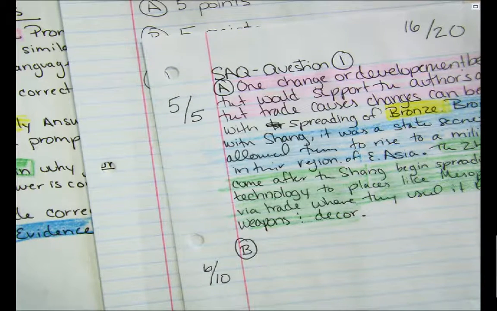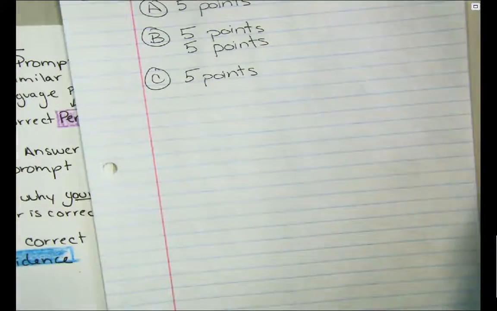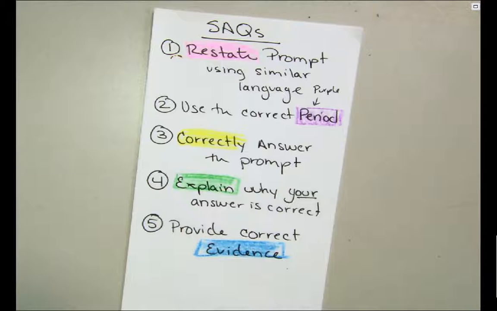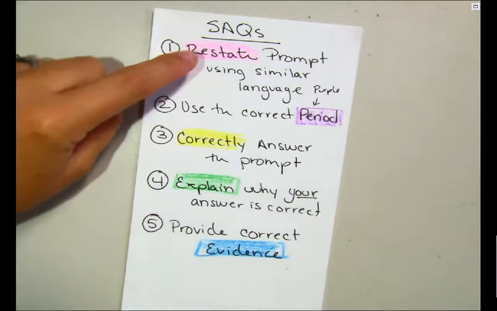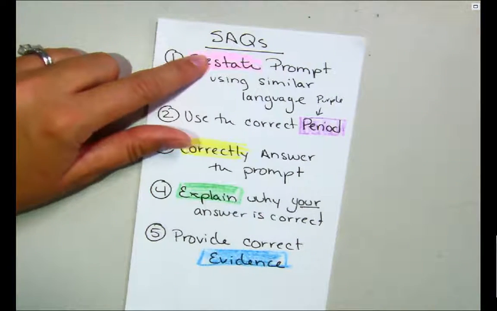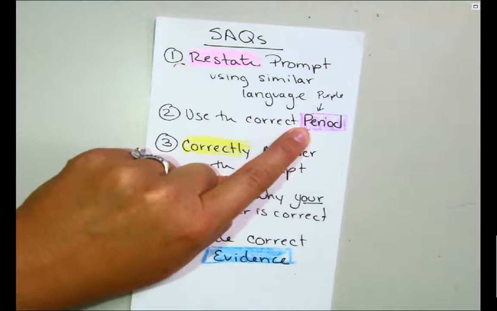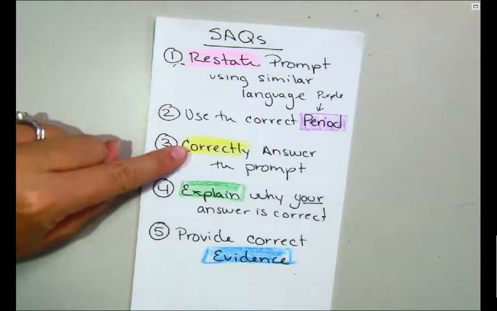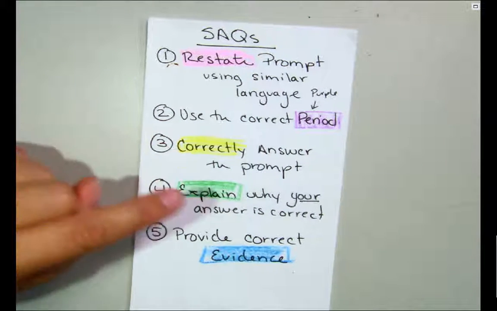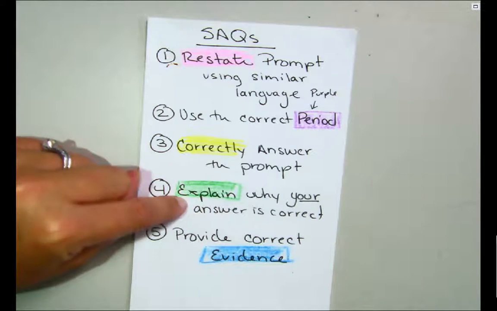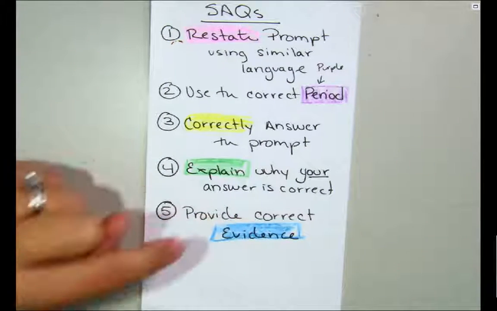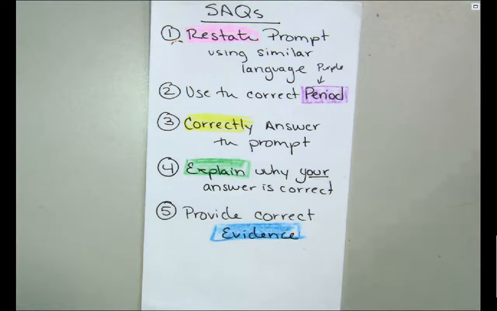Okay, so let's look at the second questions. We're doing the same exact thing. You're going to read their prompt first and then begin coloring their answers, where you are coloring in the restating of the prompt in pink. You are coloring in their period in purple. Where they correctly answer the prompt is in yellow. Where they explain their answer is in green. And where they provide correct evidence is in blue. Go ahead and do that now for question set 2.